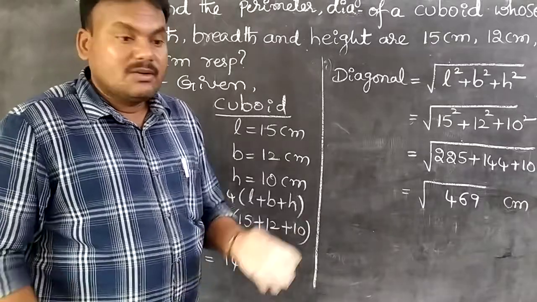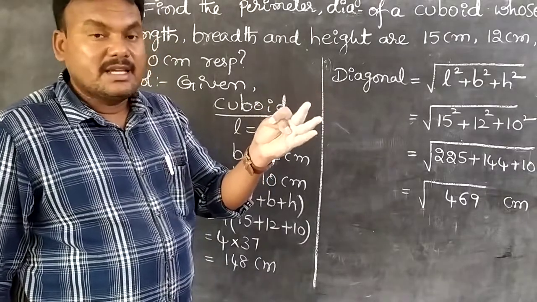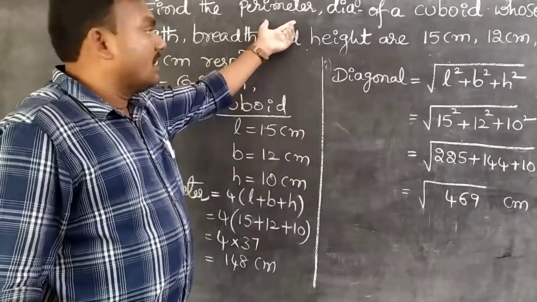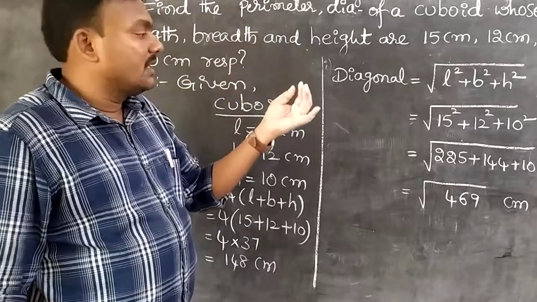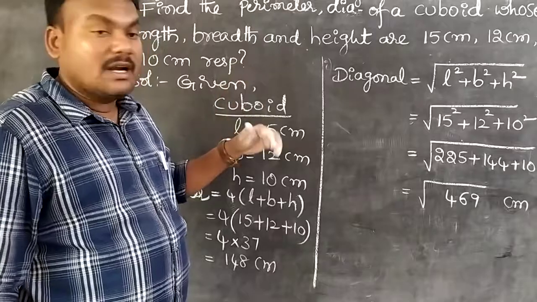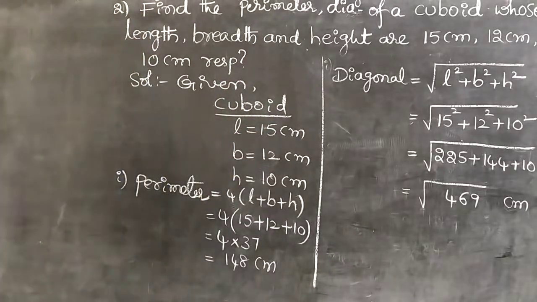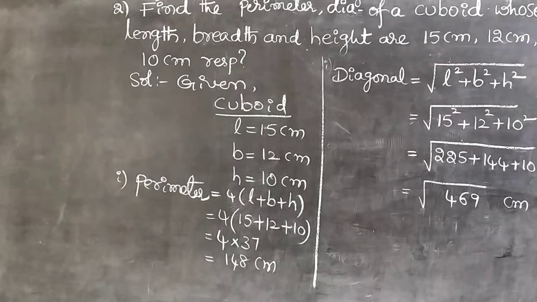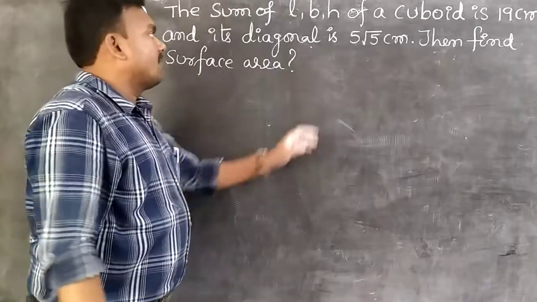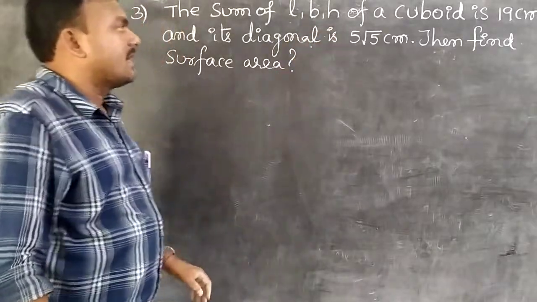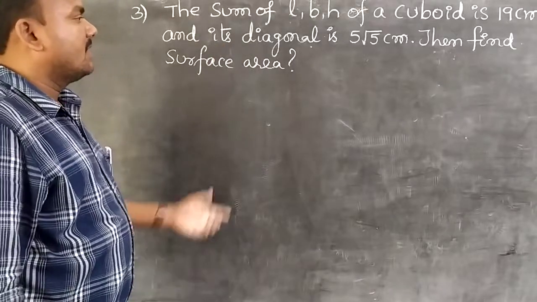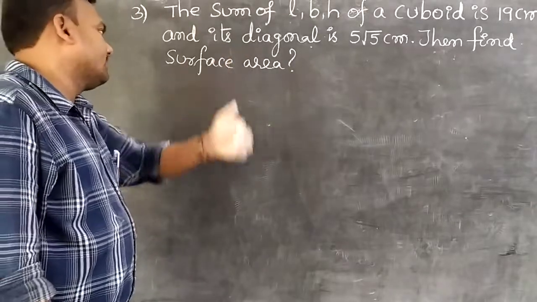Observe the formulas. We discussed LSA, TSA, perimeter, diagonal. 4 formulas, and how to apply them in the given problem, students. So we applied 4 formulas in that problem. Let us go for another problem, students. Observe the third problem, students. The sum of L, B, H of a cuboid is 19 centimeters and its diagonal is 5 root 5 centimeters. Then find the surface area.